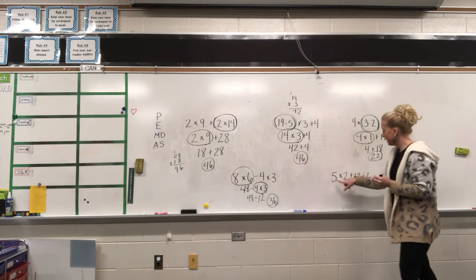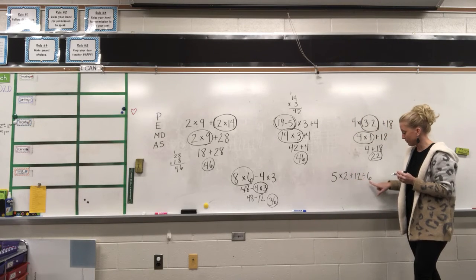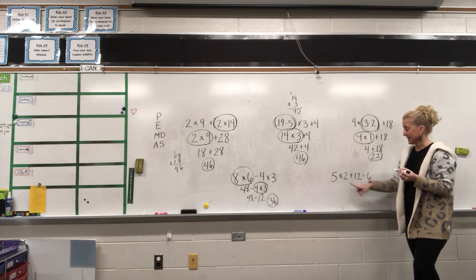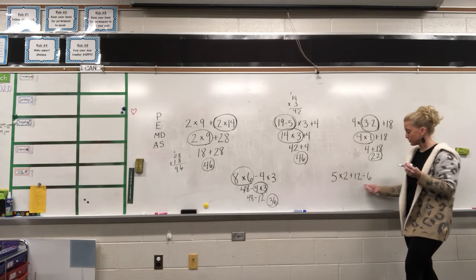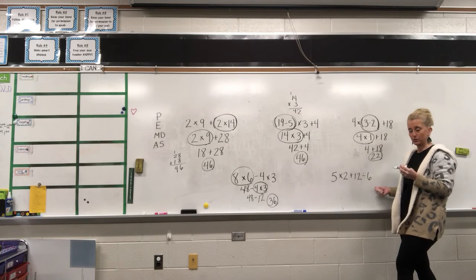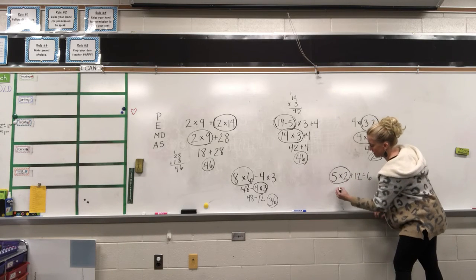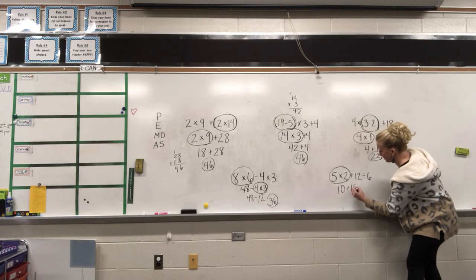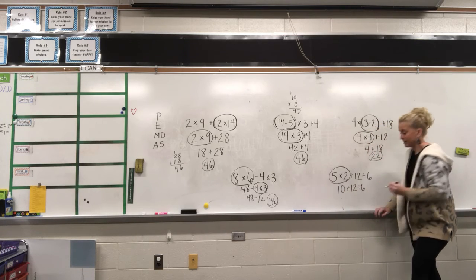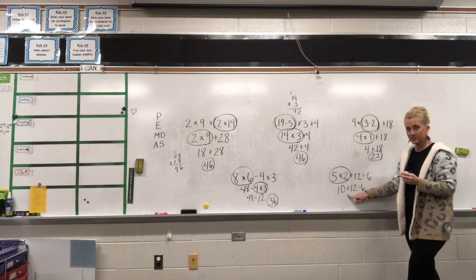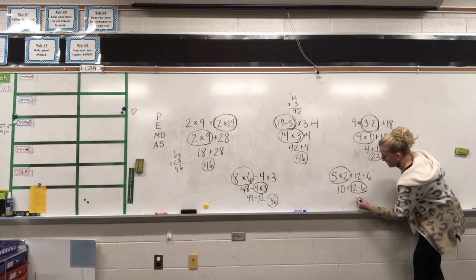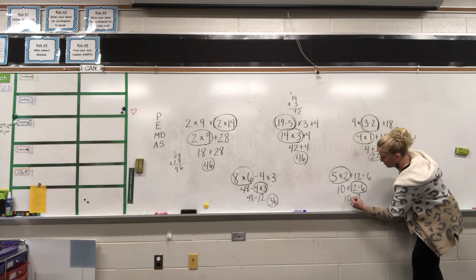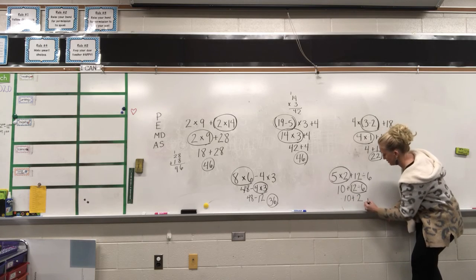Last one altogether, 5 times 2 plus 12 divided by 6. Okay, so I've got times and divide here, which normally they're even. So I'm going to do whichever one comes first when I'm looking at the problem this way. So 5 times 2 is 10 plus 12 divided by 6. Now here's where it's really tempting to do that addition, but we can't. Divide wins. So we're going to do our division first. 12 divided by 6 is 2, and that leaves me with 10 plus 2. So my answer here is going to be 12.